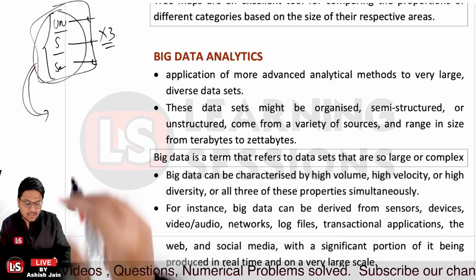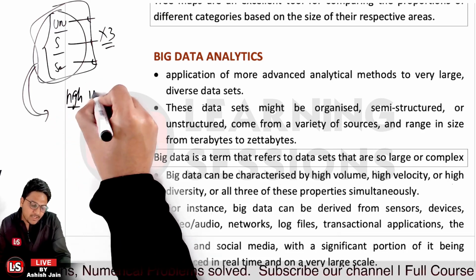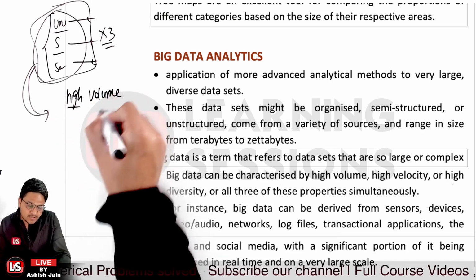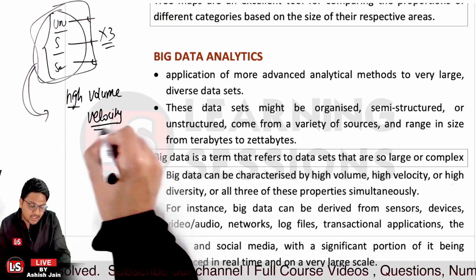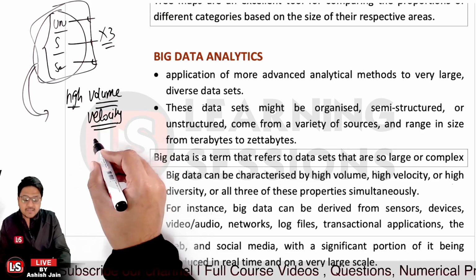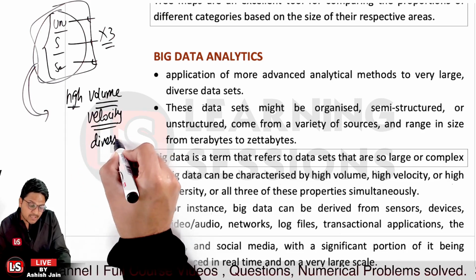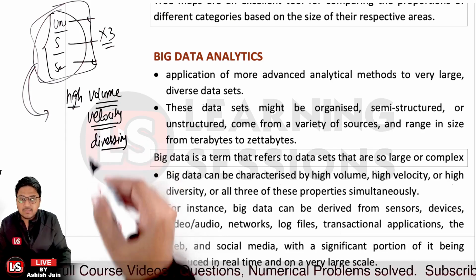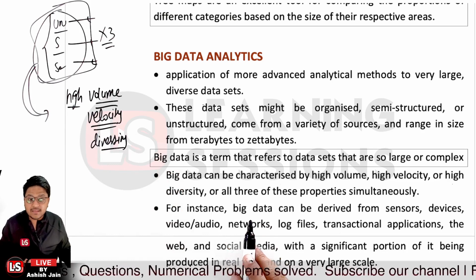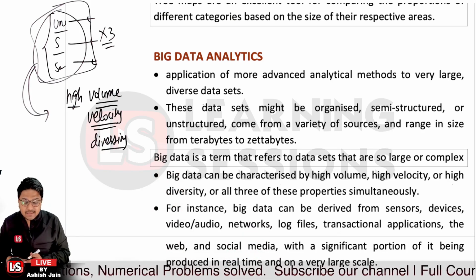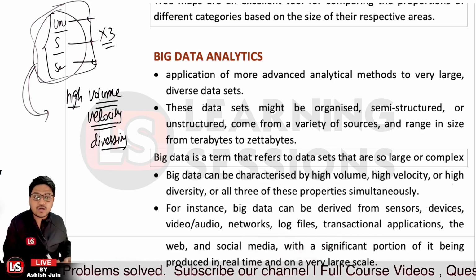What are the three main properties? First, very high volume. Further, very high velocity, meaning you are receiving very huge data in real time. And the third one is very high diversity, meaning the data is very diverse, and the data may be unrelated, or only somewhat related, right? For instance, you may have data from sensors, devices, video and audio data.